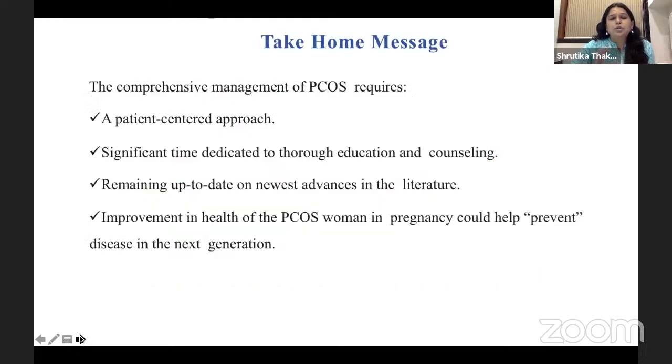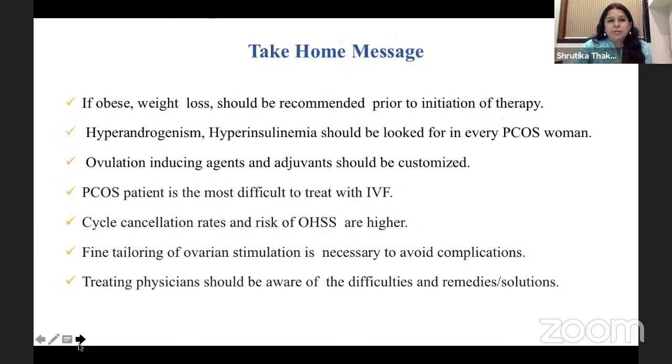And it would be good to select a drug that has that alpha-lactalbumin as well. So my take-home message is, always have a patient-centered approach in PCOS. Not all PCOS are the same. Classify, identify the phenotype of your patient. Spend some time in individualizing the therapy. We need to remain up to date with the advances in literature. We need to individualize our treatment depending upon the symptoms of the patient.